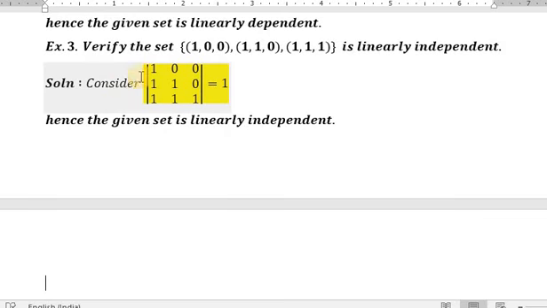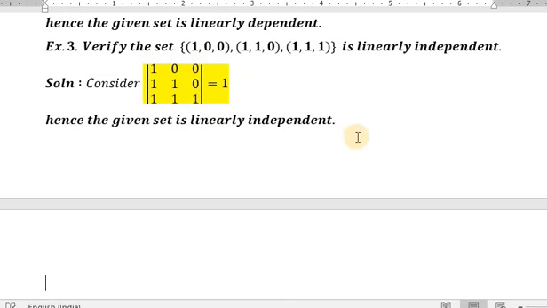Verify that the set of vectors (1, 0, 0), (1, 1, 0) and (1, 1, 1) is linearly independent. Now take up the coefficient determinant's transpose. We are considering here 1, 1, 1 as the first column, then 0, 1, 1 as the second column, and then 0, 0, 1 as the third column. Directly we can evaluate 1 into 1 minus 0, and the remaining are all zeros, which is equal to 1. So the determinant of this matrix is equal to 1. Hence the given set is linearly independent.